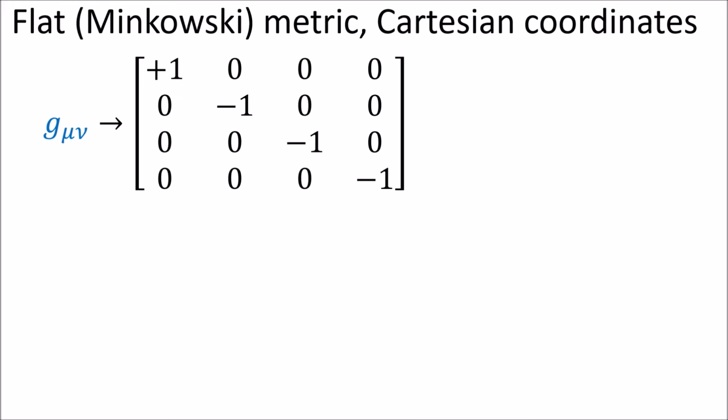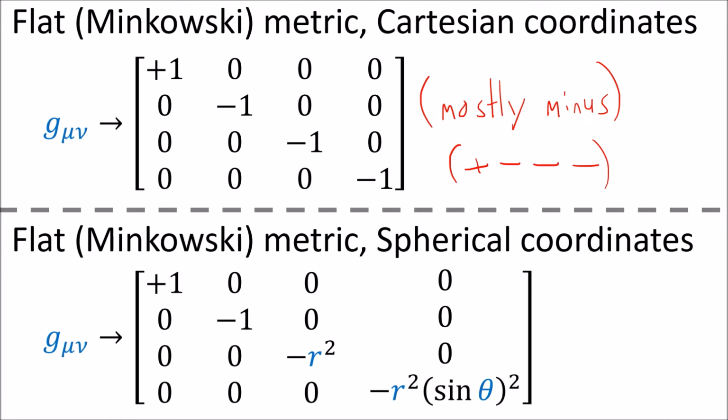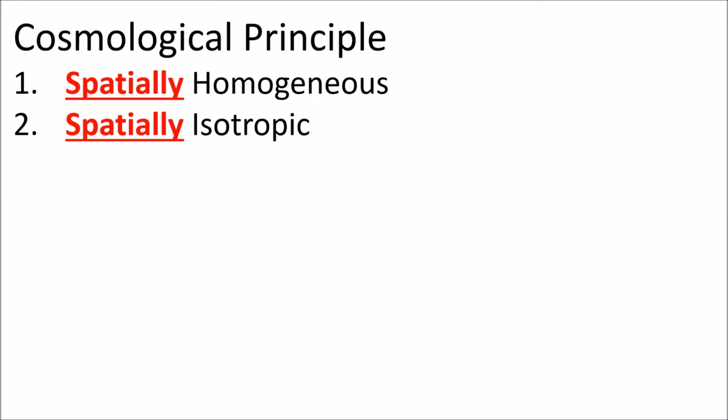The metric for flat spacetime is called the Minkowski metric. We know that in Cartesian coordinates, the flat Minkowski metric looks like this, and we're using the mostly minus convention here. If we describe flat spacetime in spherical coordinates instead, the Minkowski metric looks like this. Let's think about how the Minkowski metric would change if we assume that the cosmological principle is true, and the universe looks the same at all points in all directions at the largest scales.